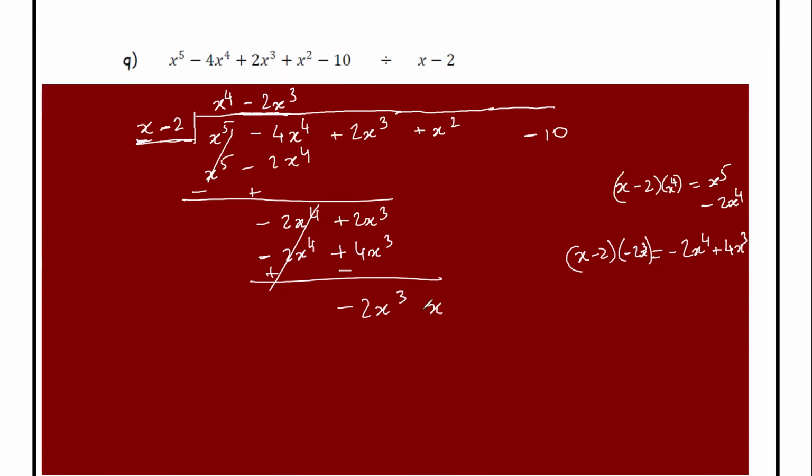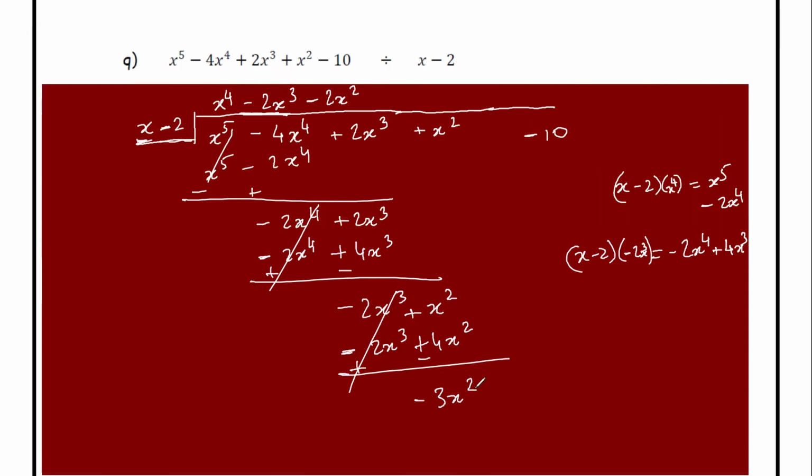Bring down x squared, positive. Now you want negative 2x cubed, right? So it'll become negative 2x squared. So negative 2x cubed you get, and minus 2 into minus 2 is plus 4x squared. Change the sign. Minus becomes plus, plus becomes minus. This cancels. You got negative 3x squared, right?